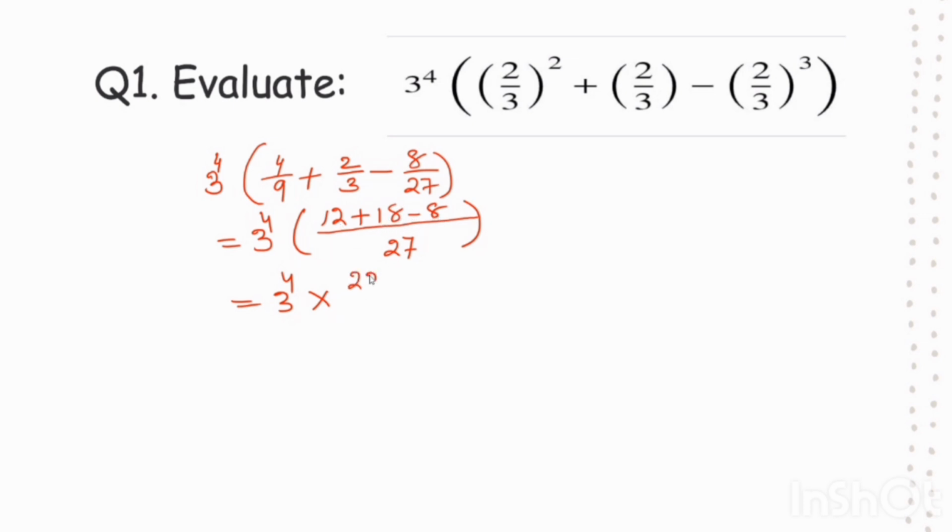22 upon 27. We can write 27 as 3 raised to the power 3, 3 cubed. That's equal to 3 raised to the power 4, and this one we can divide here, 3 cubed into 22, that is equal to 3 raised to the power 4 divided by 3 cube, that's equal to 3 raised to the power 1, and that's equal to 3 into 22, that is equal to 66.